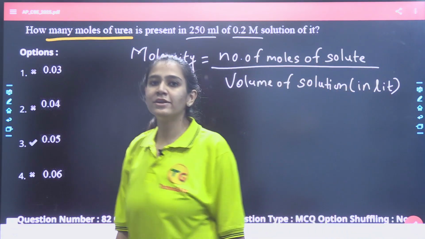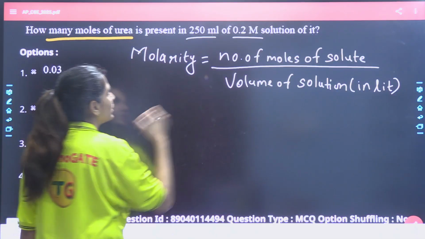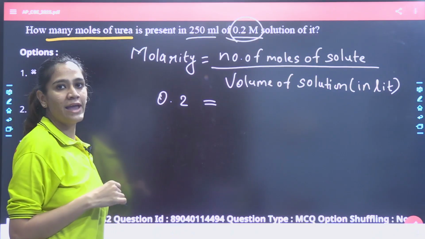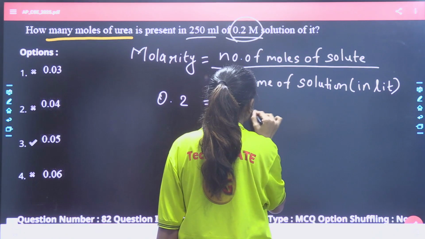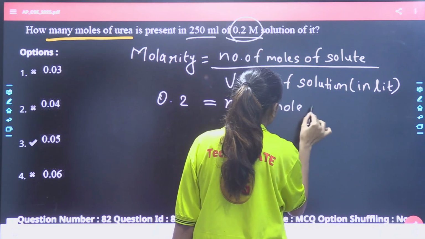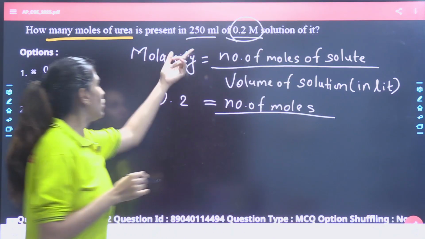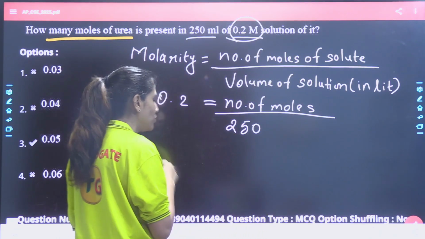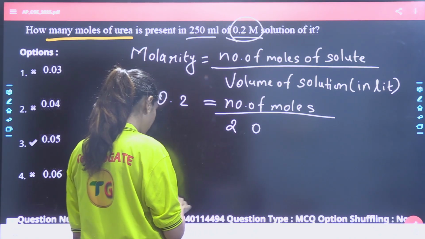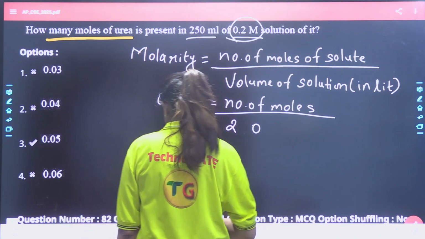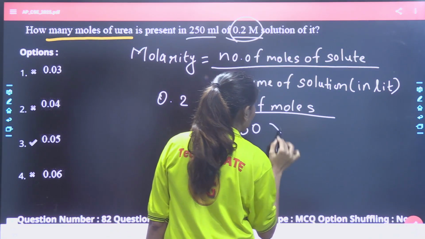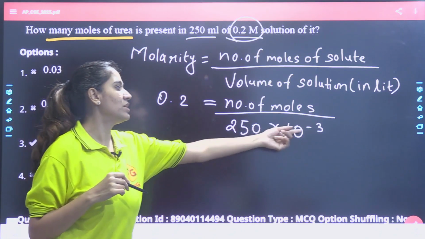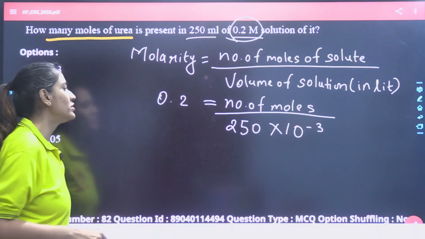So here we need to find out what? Number of moles. Molarity we are already given, 0.2 molar. So here we put the molarity. Number of moles we need to find out. Volume of solution we are already given, 250 ml. Okay, but it is in ml. So we convert 250 ml into liters, so we multiply it by 10 raised to power minus 3. From milliliter we have converted it into liters. Here we want the answer in liters.